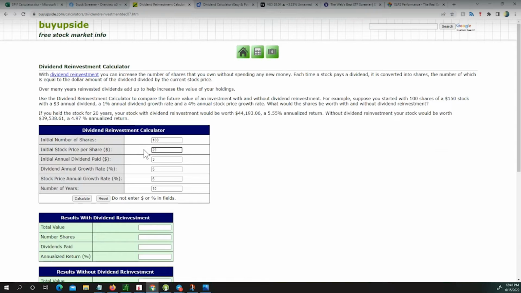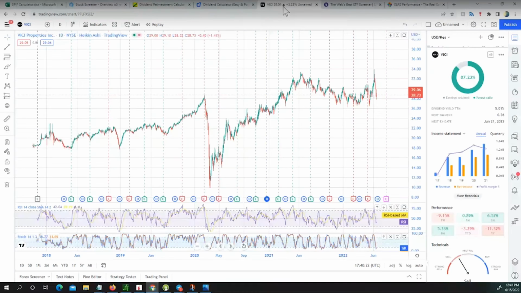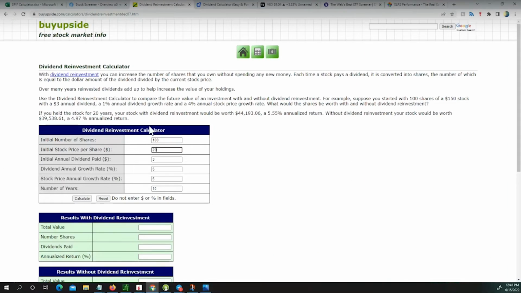Let's look at the price back in 2018. It was $18. Okay, so we go back here. We say price was $18. We want to buy an equivalent of $1,000 in this. Back in 2018, $1,000 divided by 18, you would have bought 55 shares of this REIT. So we put 55, and the annual dividend is 5.21%.